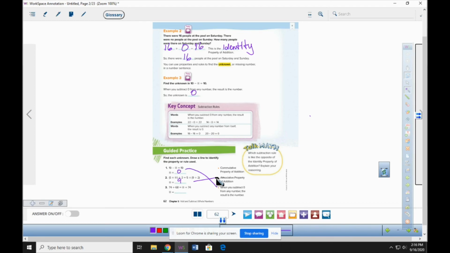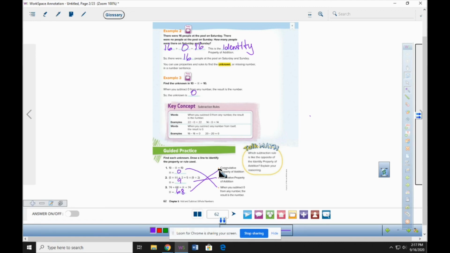Last question. 74 plus 68 equals something plus 74. Well, I have 74 on both sides. That means the one thing that I'm missing was 68. And I have 2 numbers that just changed order. That means this is commutative property.